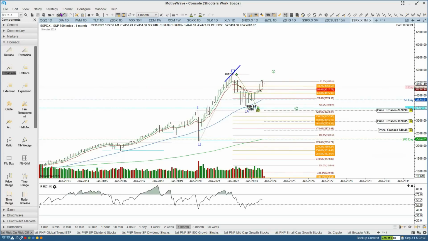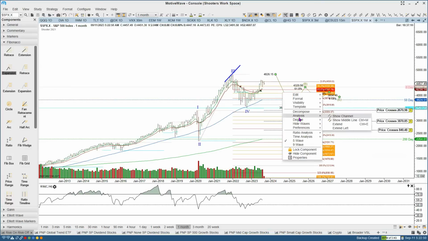Hold on a second. Got to get rid of it. Well, let me put that much up there. Maybe something like a triangle. I mean, it could even become this 9 wave out.